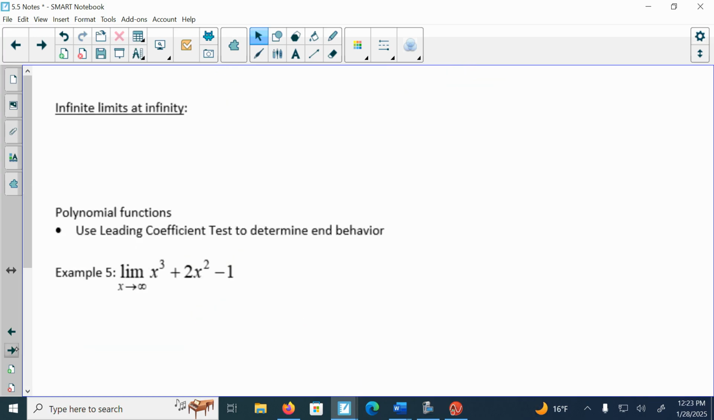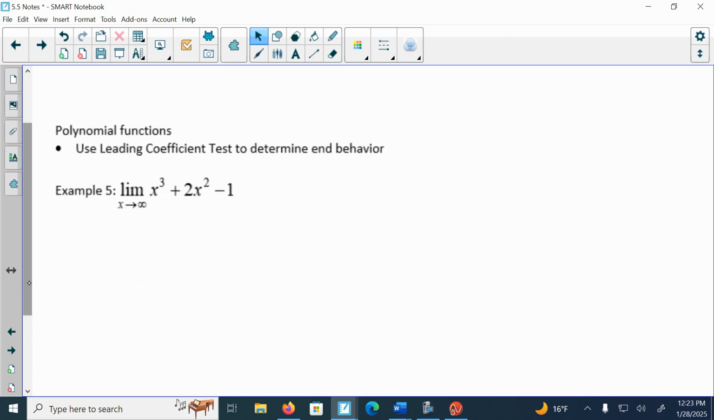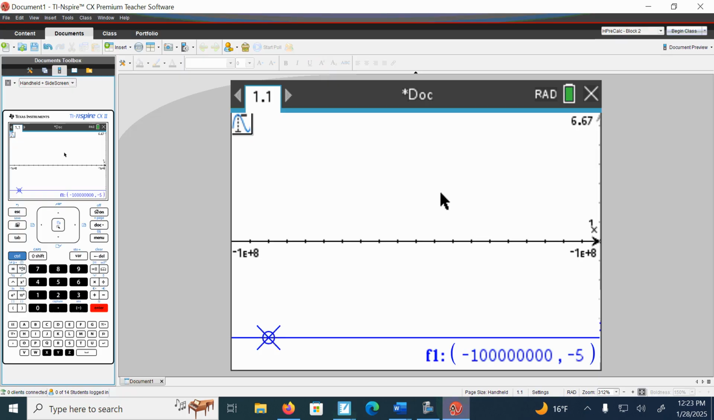All right, infinite limits at infinity. So that's when the graph goes to positive infinity or negative infinity. Your graph is going to go up, up, up, or down, down, down as you go left to right. So if I have this graph of x to the third plus 2x squared minus 1, let's say I didn't know what was going on, so I wanted to graph it.